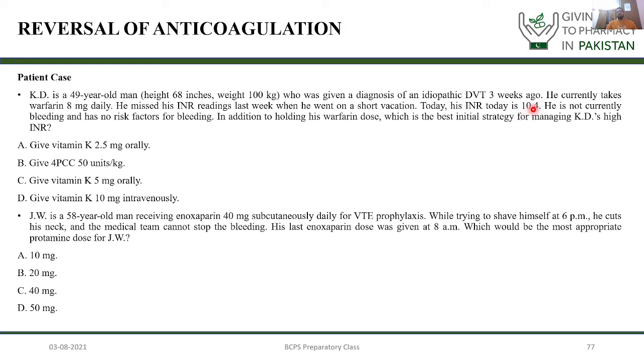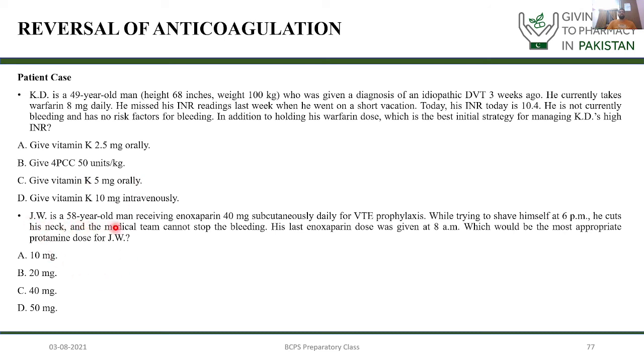So KD's INR today is 10.4, but he doesn't have any bleeding risk or bleeding signs and symptoms. So it means we don't need any urgent reversal. So option D and option B are not correct, because both these options are used in the immediate reversal scenario. Next, if the INR is more than 10, what is the strategy? We have to stop the warfarin for 1 to 3 doses and give either 5 milligram of oral vitamin K or 1 to 3 milligram of slow intravenous infusion. So this option is wrong. This option is correct because here they give the option of vitamin K 5 milligram orally. So option C is correct.